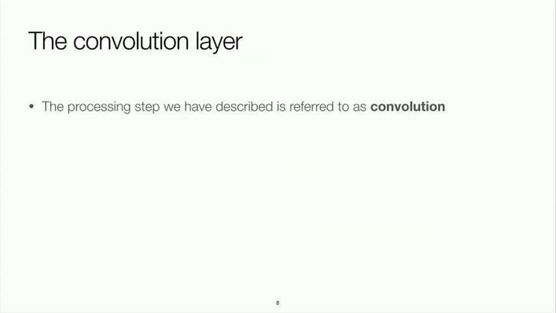So the processing step that we have just described is referred to as convolution. Not exactly mathematical convolution, although pretty close. It's just what people call it in deep learning, because it sounds better than cross-correlation or something like that.